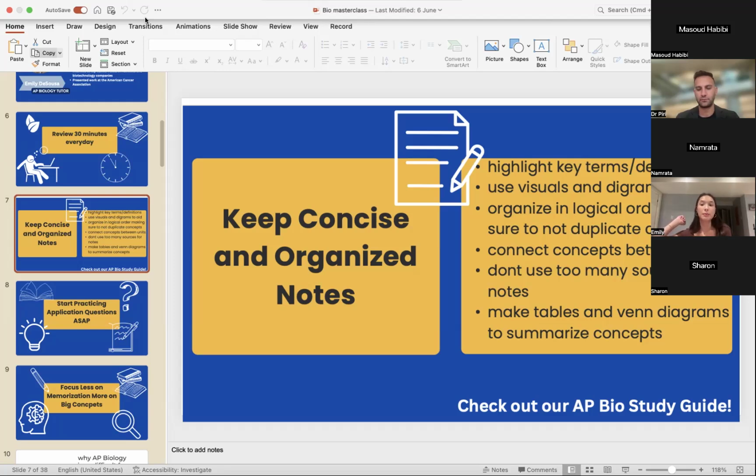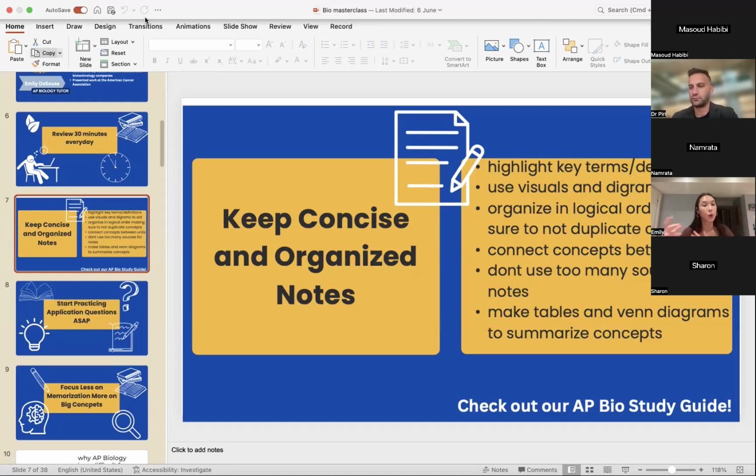The next one is to organize all of this in a logical order and make sure not to duplicate concepts. I find this with a lot of students, and it ties in with not using too many sources for your notes. So students will use class notes, textbook notes, and then they'll use Khan Academy, and then they'll use another online resource that they might find. And then you have all of these different sources that you're trying to combine into one.